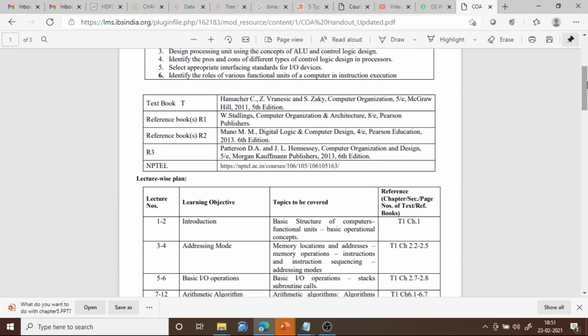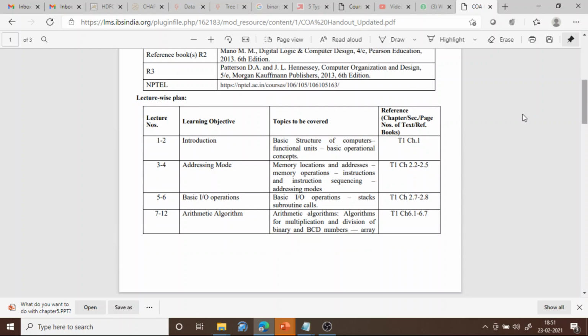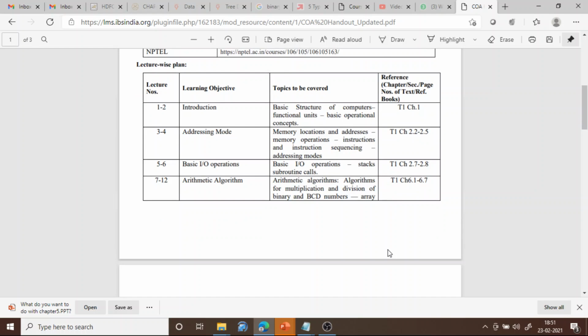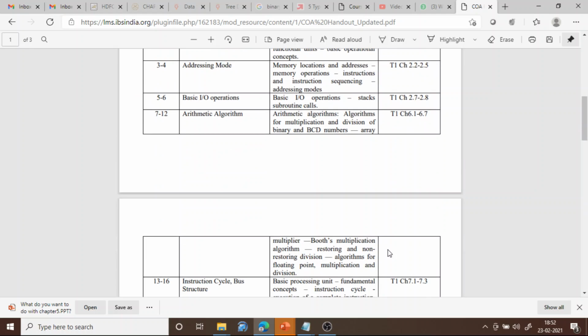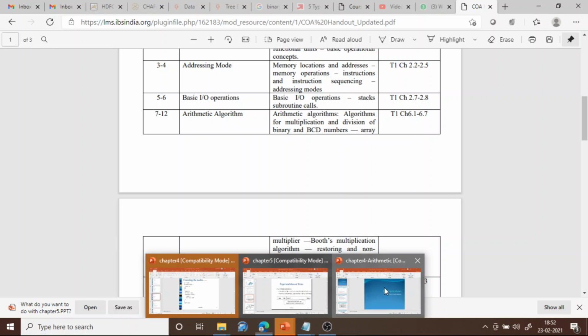Yes, welcome. So today we will be moving to the next topic, which is arithmetic operation. Till last class we have discussed subroutines. Now we'll be moving to the next topic, arithmetic operation. Basically here we'll be discussing the arithmetic algorithms for multiplication and division for binary and BCD numbers. Okay, fine. Let me start.